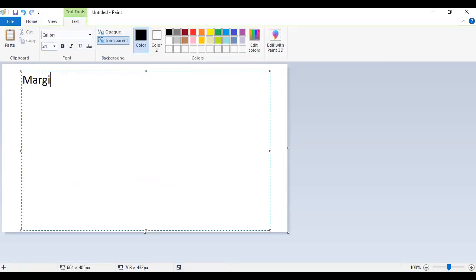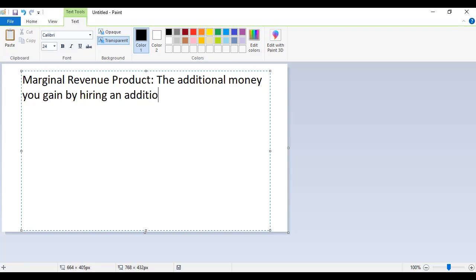Let's start with what marginal revenue product is. Marginal revenue product is the additional money you gain by hiring an additional employee. This isn't the exact definition, like you're not going to find these exact words when you look in the book, but it's effectively what it is. And how do we get this? The equation for this would be marginal product of labor times price of item. And you may be wondering what marginal product of labor is.